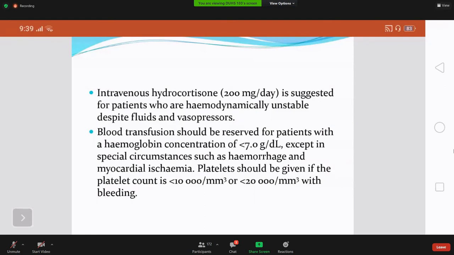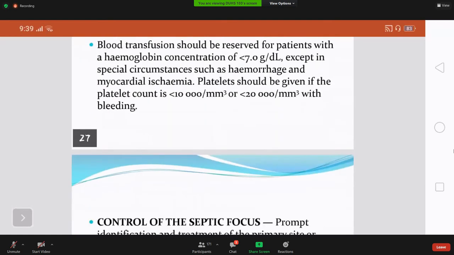And platelets should be given if the platelet count is less than 10,000, or if it is less than 20,000 and your patient is bleeding. Now, this comes in scenarios where the sepsis has complicated into DIC or disseminated intravascular coagulation, when the platelet count is dropping, and these are the criteria for transfusion of platelets.